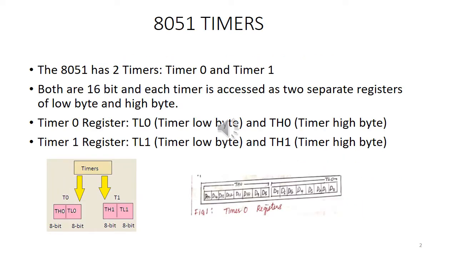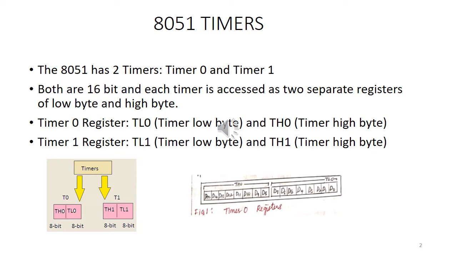So next is the 8051 timers. The 8051 has two timers, labeled as timer 0 along with timer 1. Both are 16-bit in size, and each timer is accessed as two separate 8-bit registers, the low byte along with the high byte.